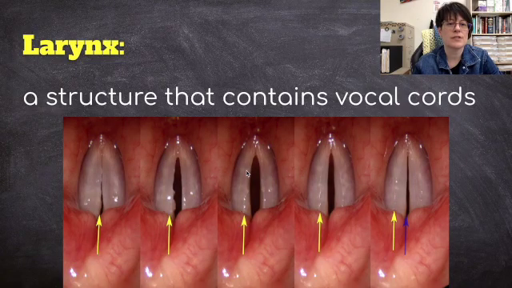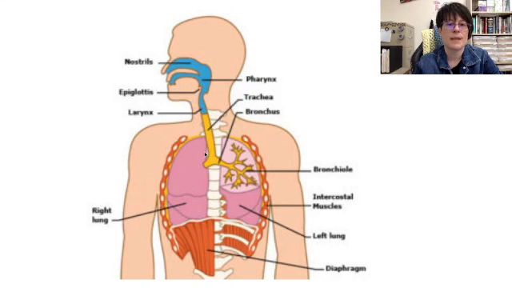The larynx is a structure that contains the vocal cords. So the picture in the background here is a picture of the vocal cords. The vocal cords are being pointed to, and different sounds are made by the opening and closing and tightening and releasing of the vocal cords. So they are located right here.